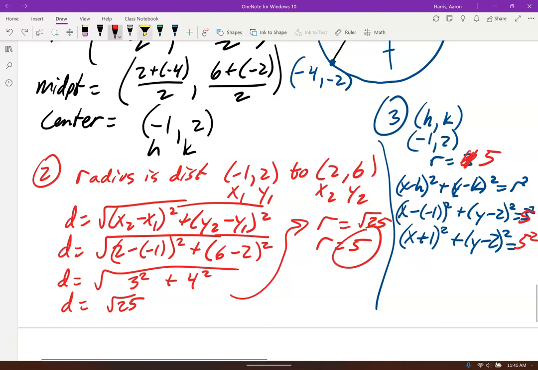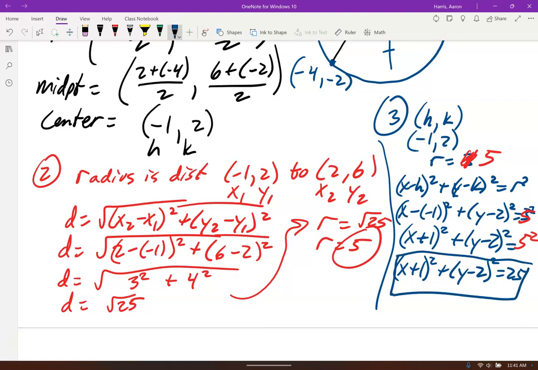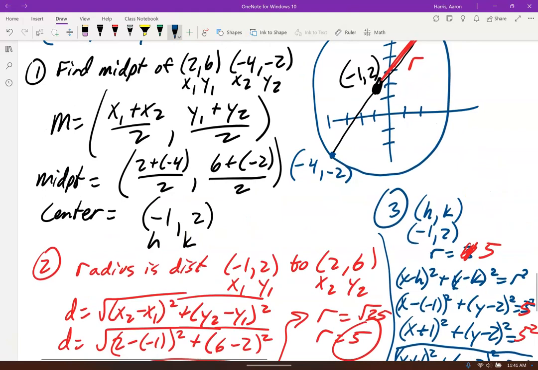I don't like that. I'll switch to blue. x plus 1 squared plus y minus 2 squared equals 5 squared, 25. There is the equation of that circle, which is the answer I gave you earlier, which I had to scratch out.